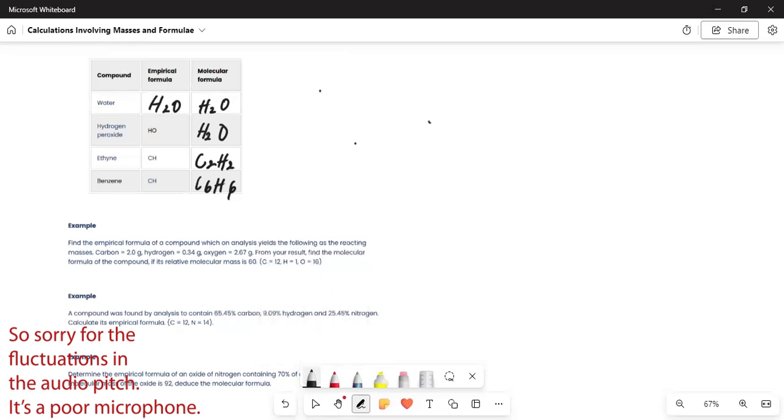And to do that, we're going to write out the component elements. The first one there is carbon with a mass of 2.0 gram. So I'll write the component element, then the mass under it. The next one is hydrogen with a mass of 0.34 gram. And the next one is oxygen with a mass of 2.67 gram.